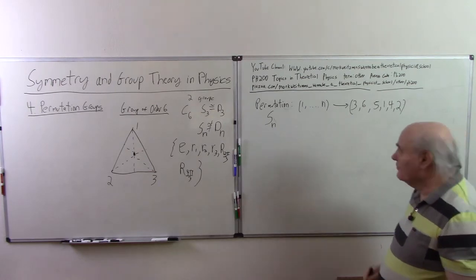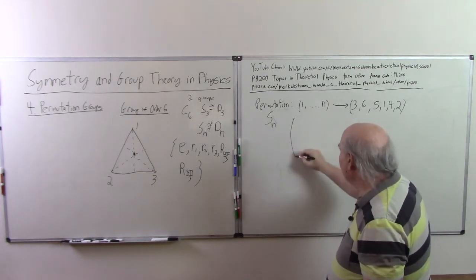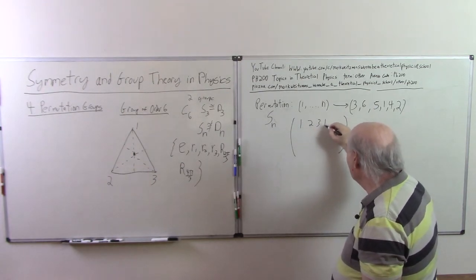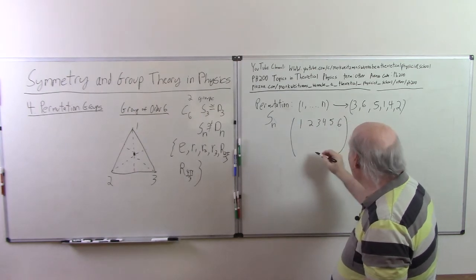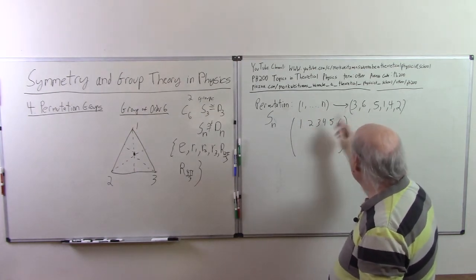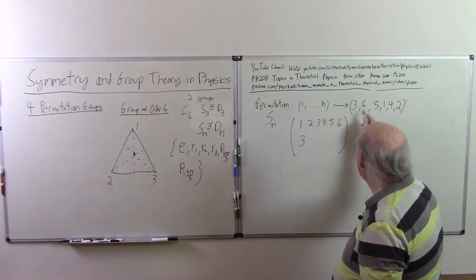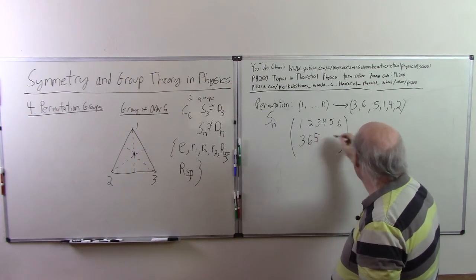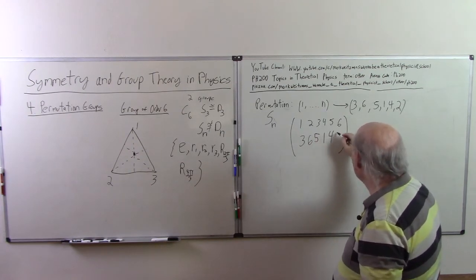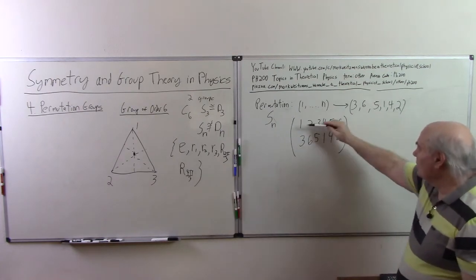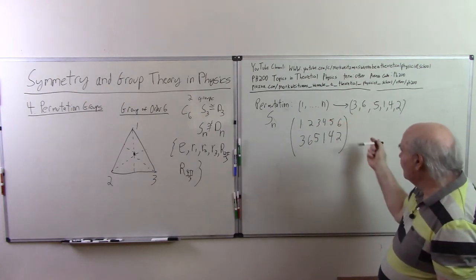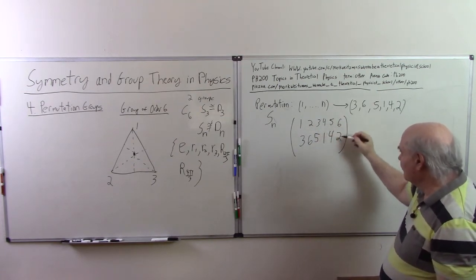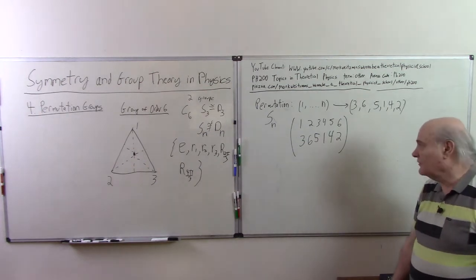In many algebra books, they initially use this notation for permutations. We're not going to use it long, but in this case, 1 goes to 3, 2 goes to 6, 3 goes to 5, 4 goes to 1, 5 goes to 4, and 6 goes to 2. So you have to think of it as lined up in order. This is a permutation on 6 objects.